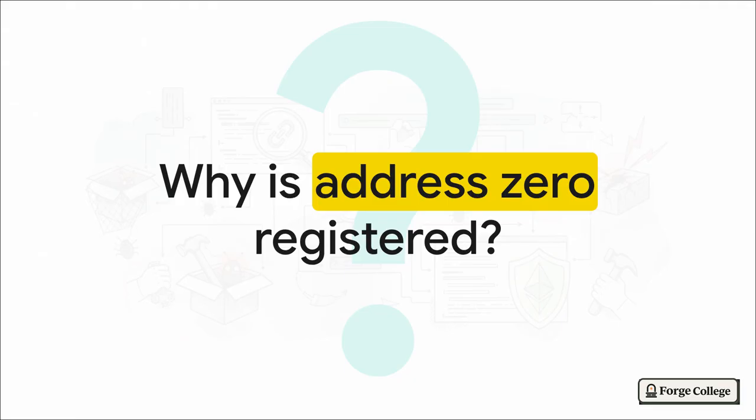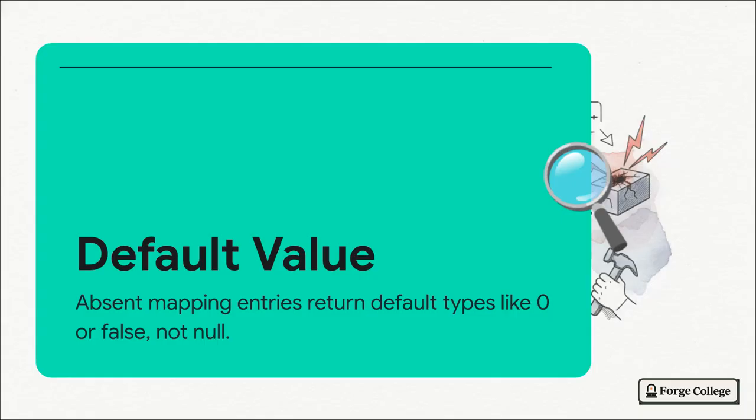And think about it. If you're relying on this check to grant permissions or send funds, your smart contract is essentially just swinging the vault door wide open for a ghost. Not good. To understand why this happens, we need to look at another mechanical reality of Solidity: default values. In most programming languages, right, if you ask a hash map for a key that doesn't exist, it throws an error, or maybe returns null. But Solidity mappings, they do not throw an error from missing keys. Instead, they hand back a default value.